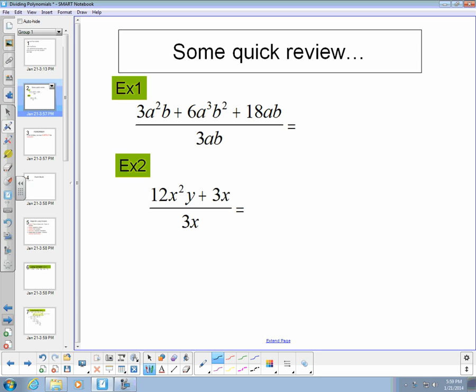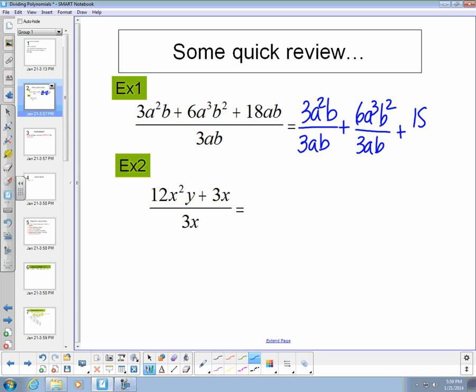If I am dividing by 3ab in example 1, then I need to take these fractions and break them up into separate fractions. So I would say 3a squared b, the first term, divided by 3ab, plus 6a cubed b squared divided by 3ab, plus 18ab divided by 3ab. Now I'm going to actually divide. And remember, if the denominator is a single term, then you can do that. If the denominator has more than one term, do not split it up.